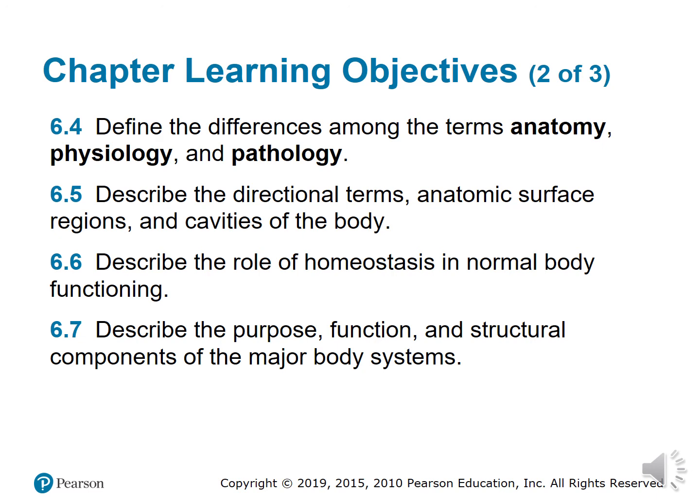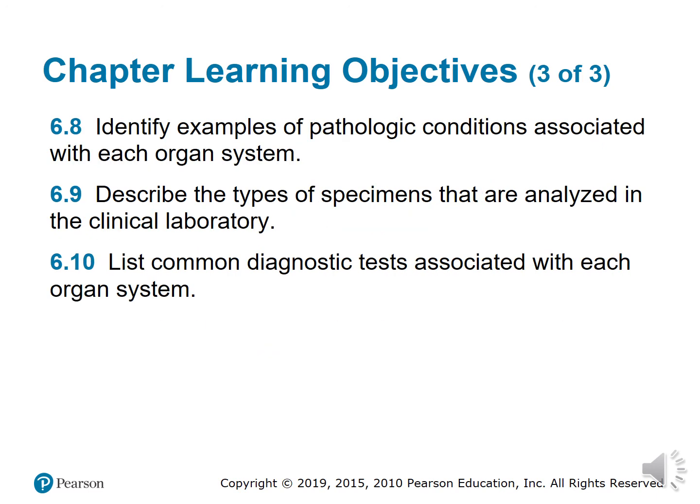Describe the role of homeostasis in normal body functioning. Describe the purpose, function, and structural components of major body systems. Identify examples of pathologic conditions associated with each organ system. Describe the type of specimens that are analyzed in the clinical laboratory. List common diagnostic tests associated with each organ system. You should be able to do all of that by the end of this chapter.